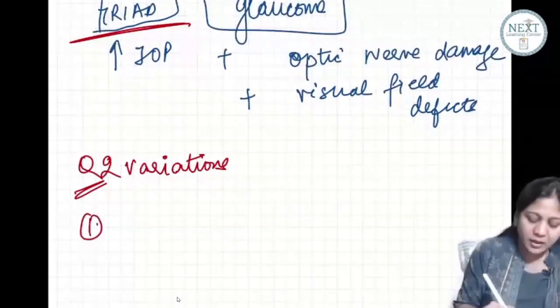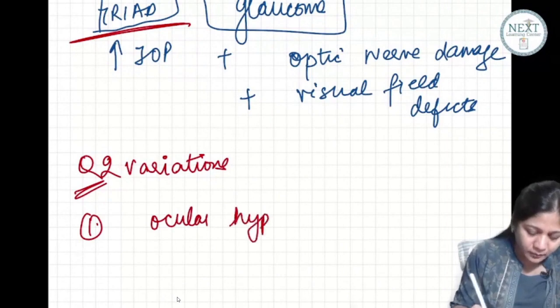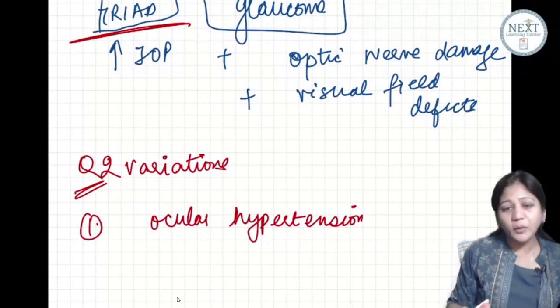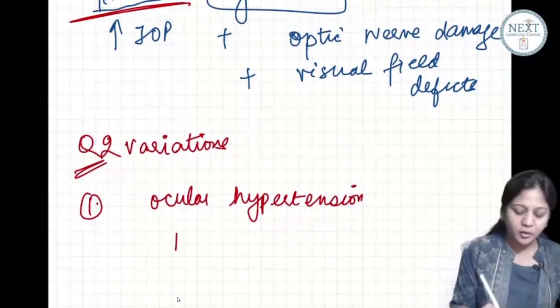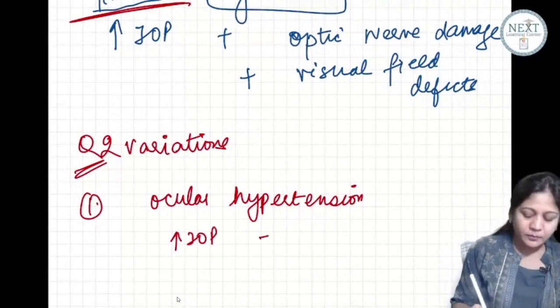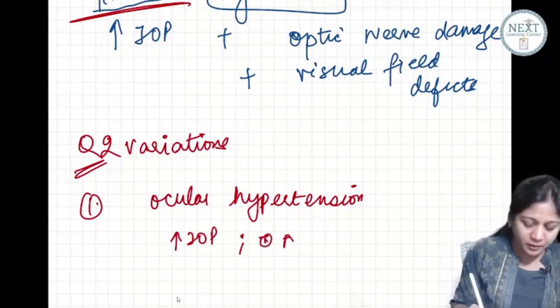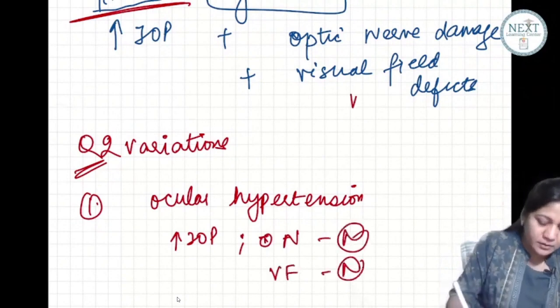The first variation is ocular hypertension. Now, what do you understand by the word hypertension? Hypertension is when your pressure is high, but your optic nerve is normal, and your visual fields are also normal. Okay?